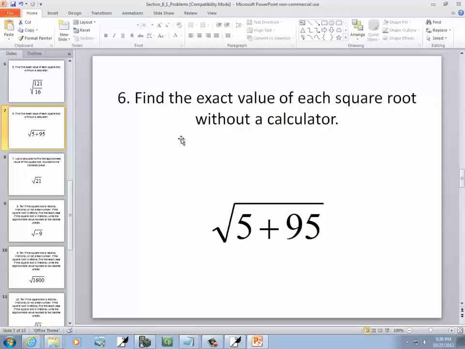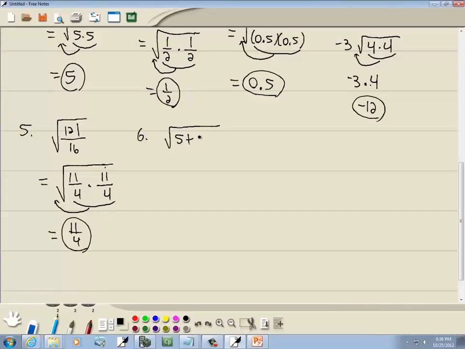Now in this one we have 5 plus 95. Well, a square root is kind of like parentheses. You do whatever's inside of there first before you try to tackle the square root. So 5 plus 95 is 100. Now I can do the prime factorization of this, but I also see that 100 is 10 times 10. And that's what we're looking for. We're looking for a pair of somethings. Here's a pair of 10s, so they're going to come out in front as a single 10.